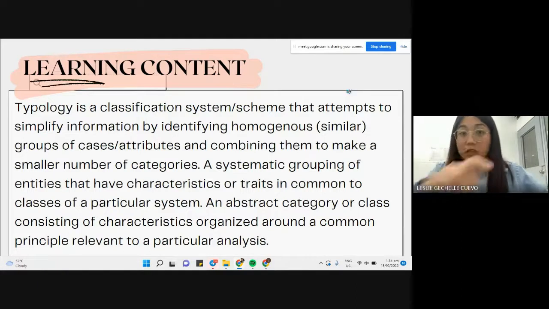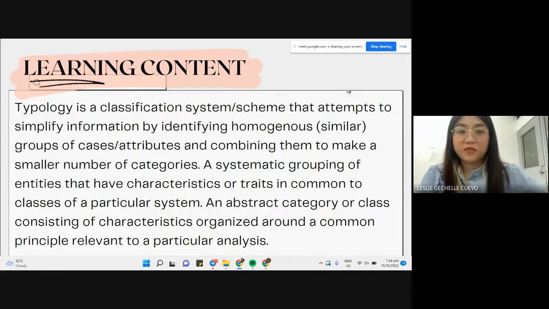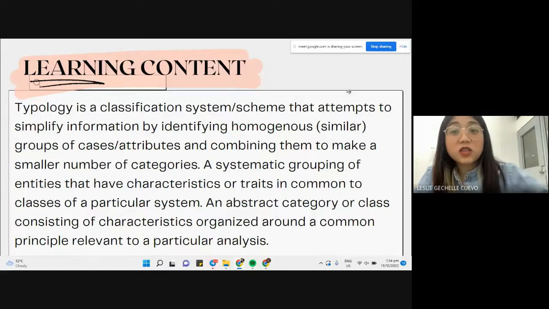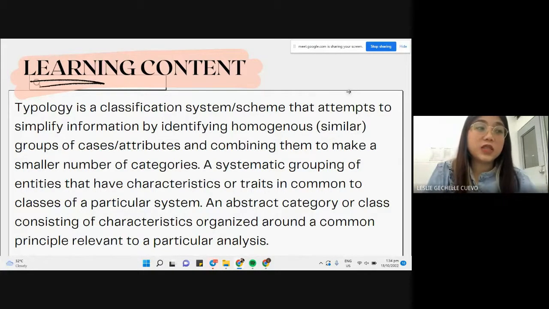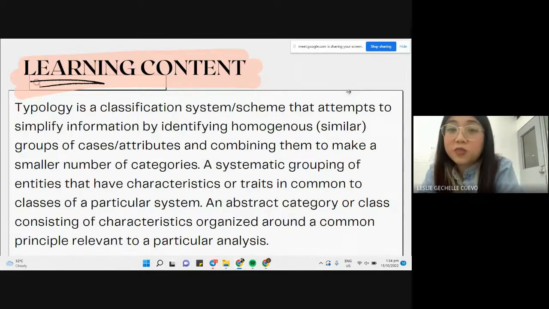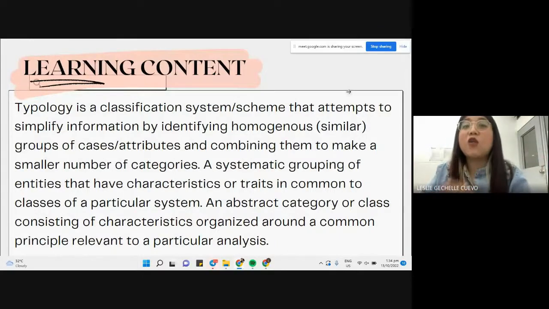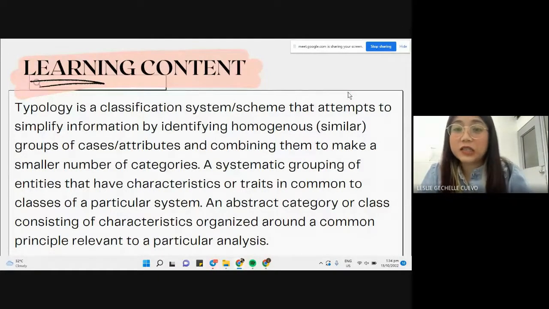Learning content. So typology, from the root word type, is a classification system or scheme that attempts to simplify information by identifying homogeneous or similar groups of cases or attributes and combining them to make a smaller number of categories. In short, inarrange mo lang sila sa magkakauri. Ang iba't ibang bagay kapag inarrange mo sa magkakauri, you may refer to this as the typology.